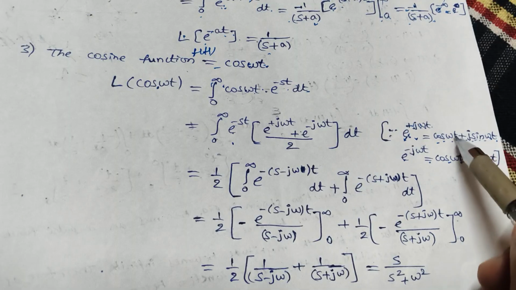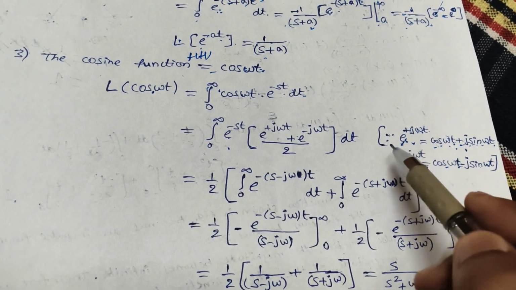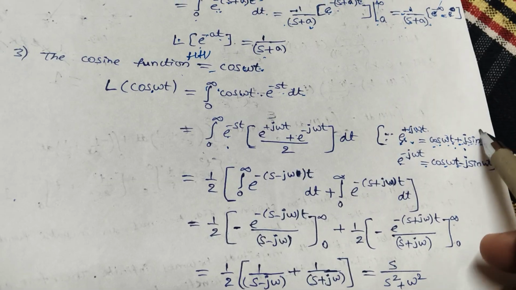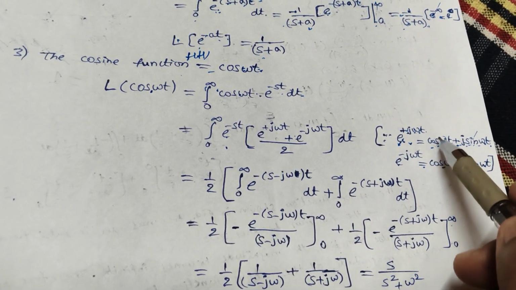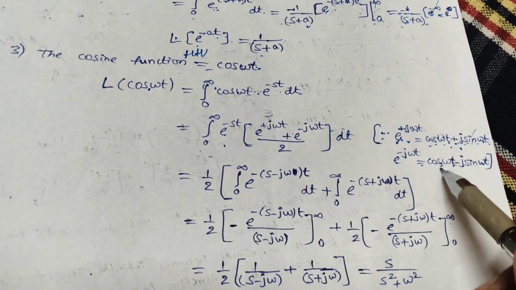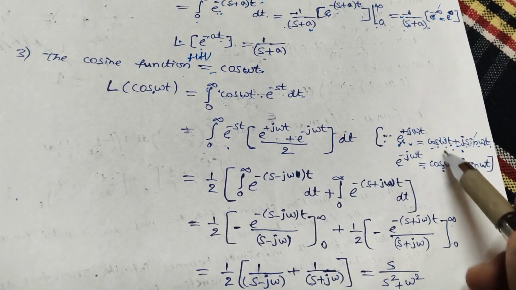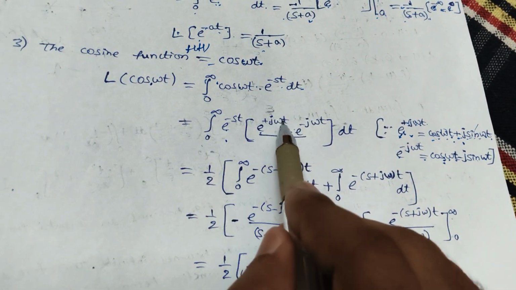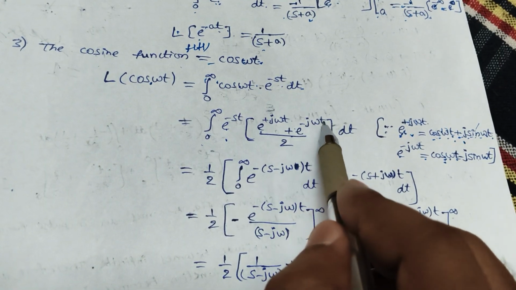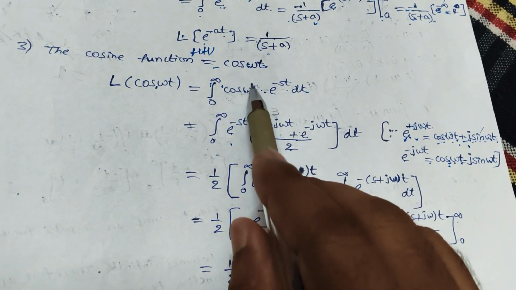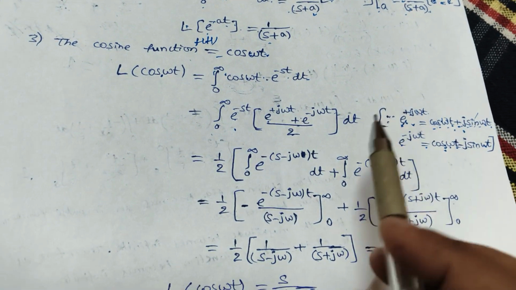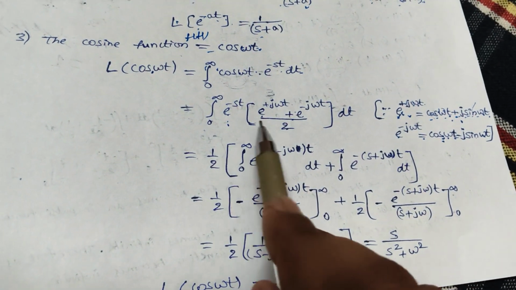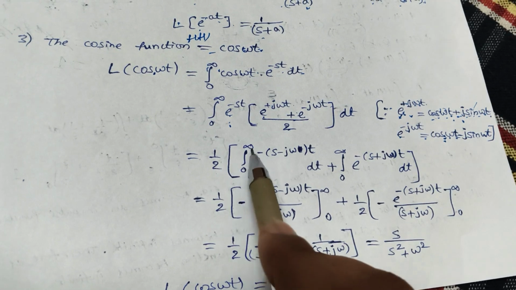By using that, I need only cos omega t, right? To have the cos omega t, I'll add both of them so that the j terms will be cancelled. Add and divide with 2, because when I'm adding, I'll get 2 cos omega t, right? So e power j omega t plus e power minus j omega t by 2 can be represented with the cos omega t. Now I'll multiply this e power minus st inside this bracket. So this 1 by 2 I'll take it outside.